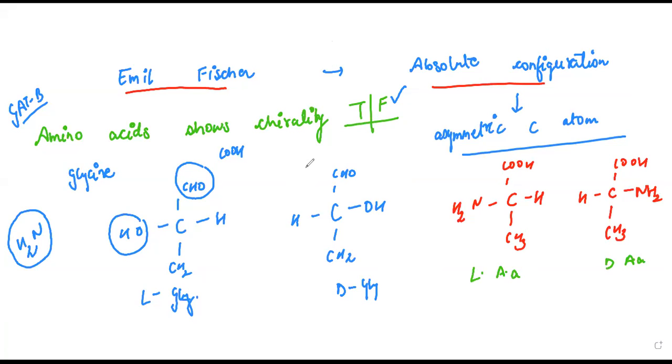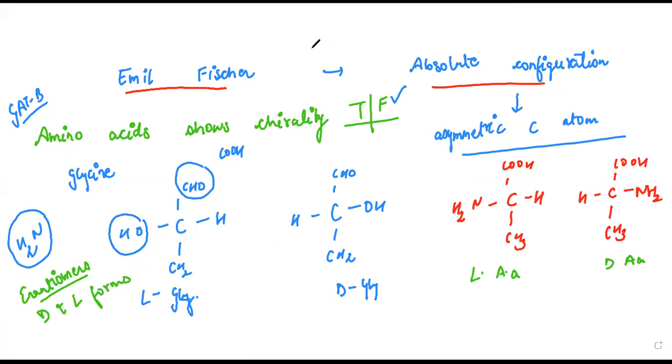So what these D and L isomers are? These are non-superimposable mirror images of each other. So these are enantiomers. D and L forms are enantiomers.